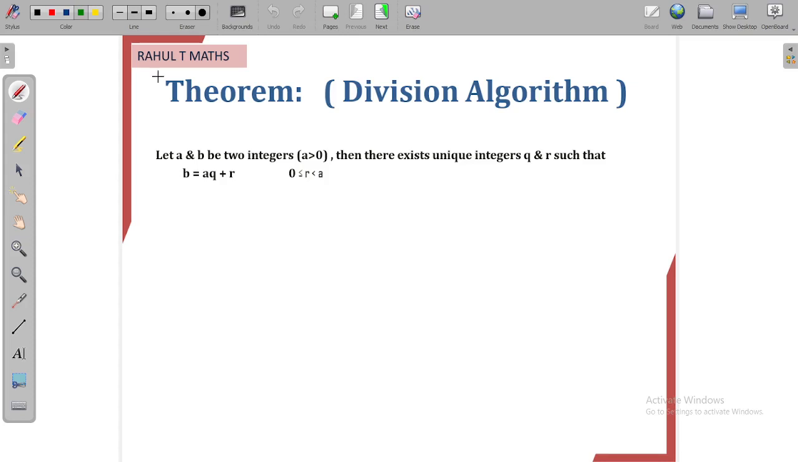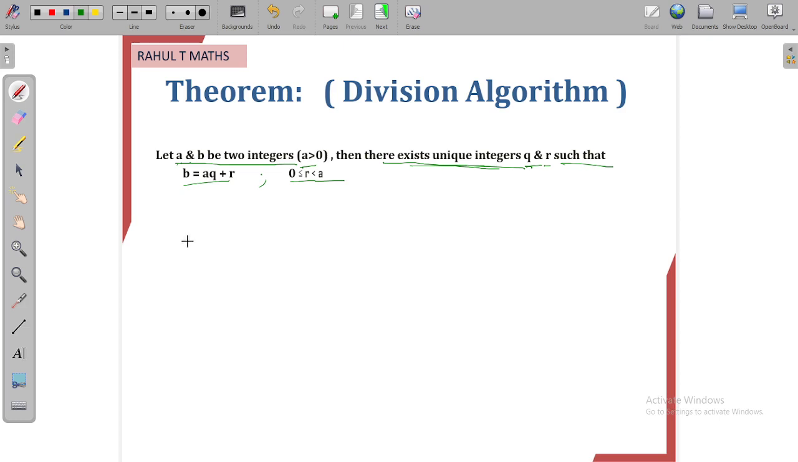The theorem of division algorithm. The theorem of division algorithm states that if a and b are two given integers where a is greater than 0, then there exist unique integers q and r such that b equals aq plus r, where 0 is less than or equal to r, which is less than a.